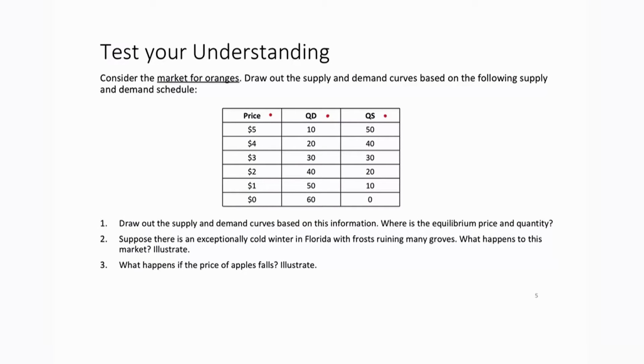So we have a different combination of quantity demanded and quantity supplied at each price point. We want to draw out the supply and demand curves based on this information and determine where we have the equilibrium price and equilibrium quantity. Then we want to consider what happens if we have an exceptionally cold winter in Florida that causes a frost that ruins many of the orange groves.